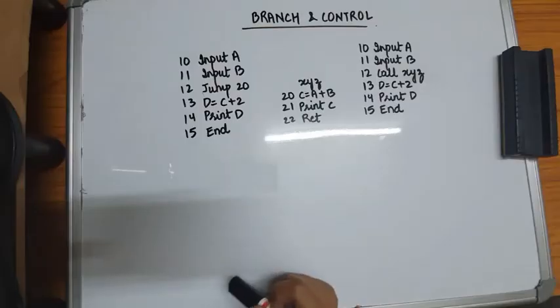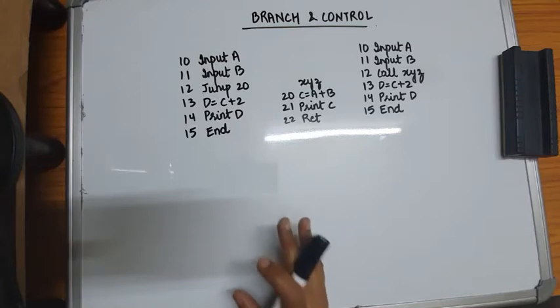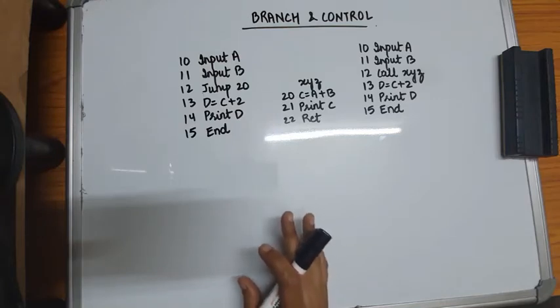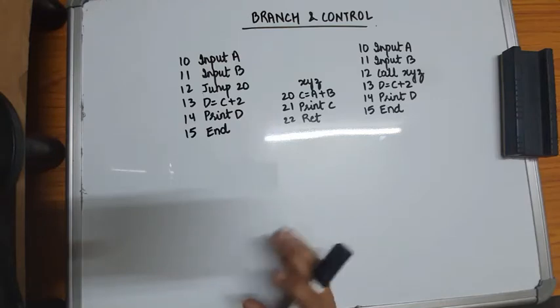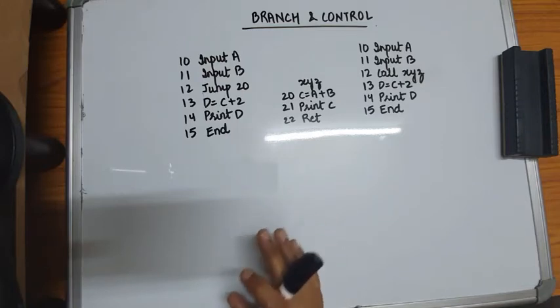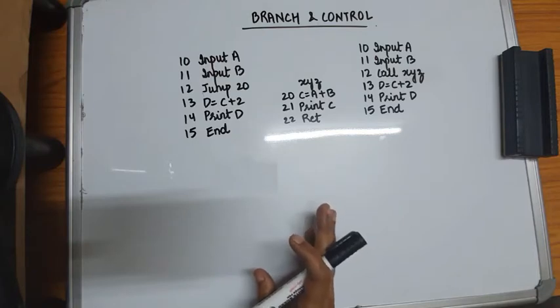Today we are discussing the branch and control, the fourth group of the 8085 microprocessor in the instruction set. For this we will discuss the difference between a sequential program and a modular program. These are two programming approaches.